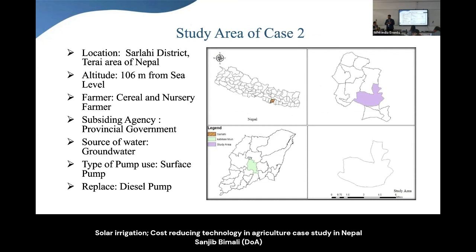It is from a different part, from the Terai of Nepal, where the farmers grow cereals and nurseries. It is the subsidy provided by the provincial government. The source of water is groundwater, and this time the solar pump replaced the diesel pump.